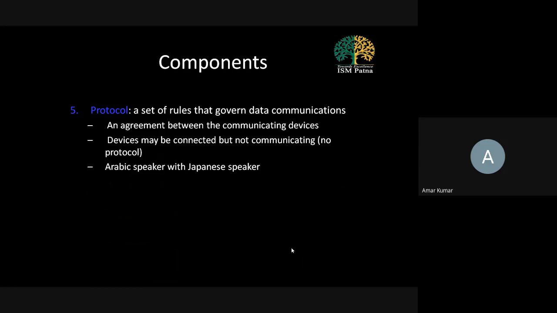Protocol. Protocol is a set of rules that govern data communications. An agreement between the communicating devices. Devices may be connected but not communicating, no protocol. Arabic speaker with Japanese speaker, no protocol. It means a set of rules is mandatory in governing the data communication. Devices may be connected but not communicating, meaning there are no rules or no protocols.